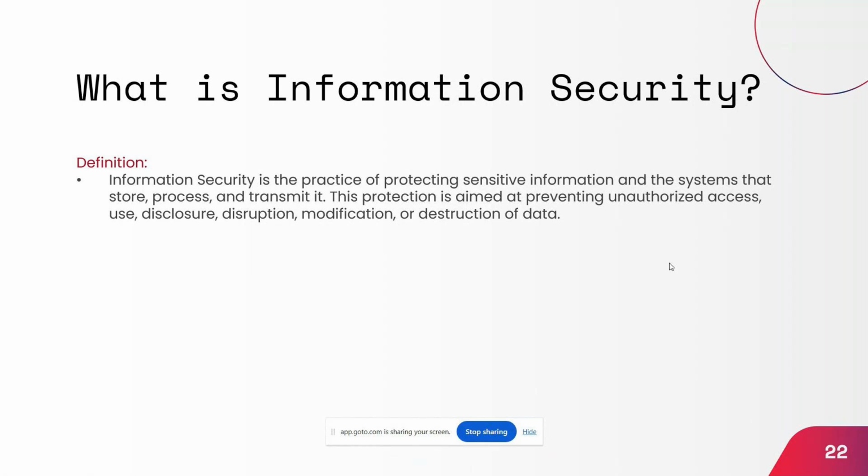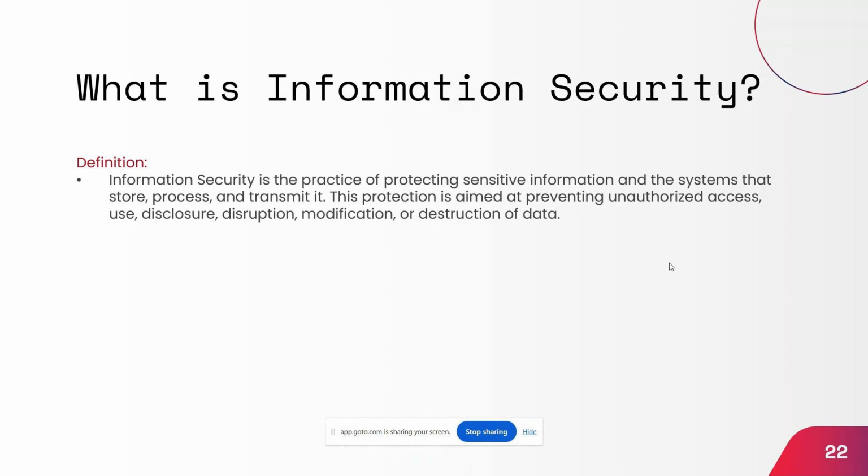Mostly we see this information in three different stages. It could be stored somewhere, which we call at rest. When you are accessing it, it is in transit, and when you are using it, it is in process. So information security is the practice of protecting the sensitive information and the systems that store, process, and transmit it. This protection aims to prevent unauthorized access, use, disclosure, disruption, modification, and destruction of the data.